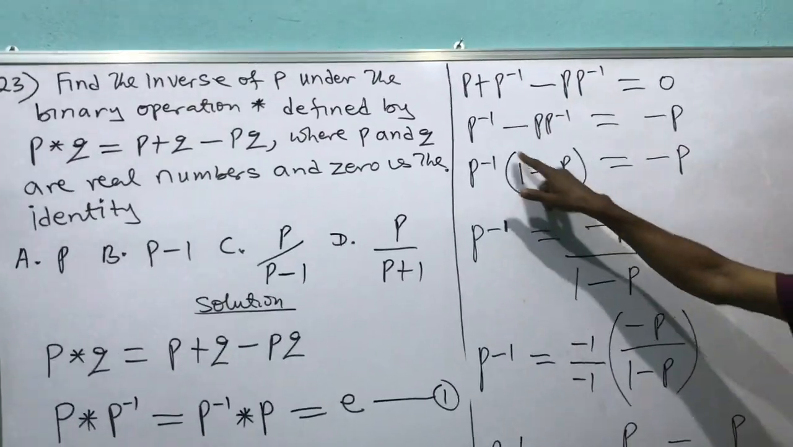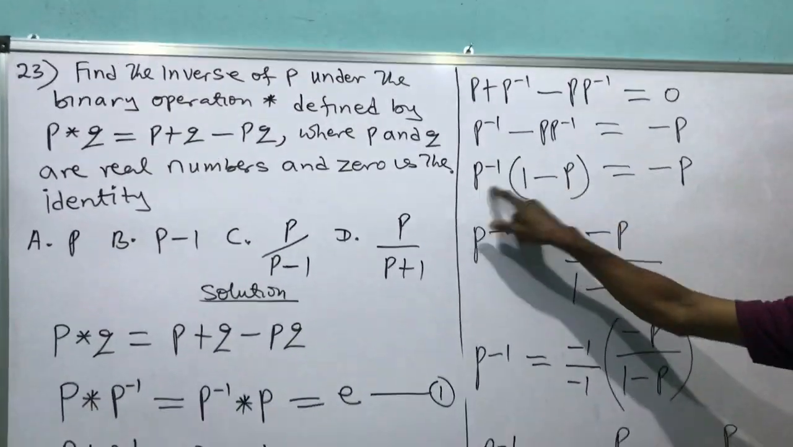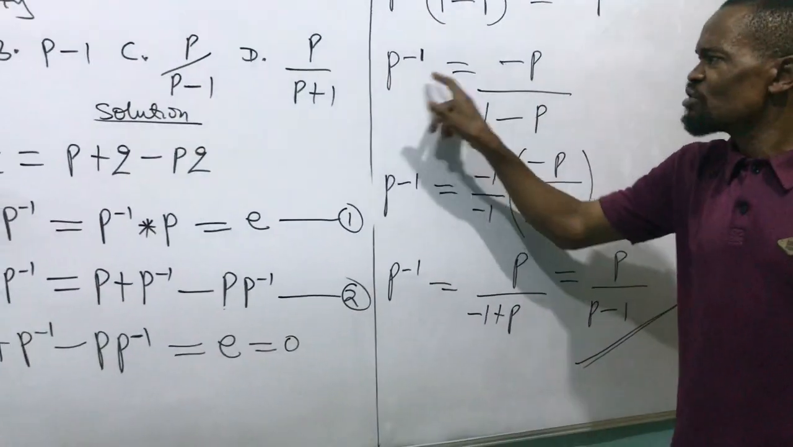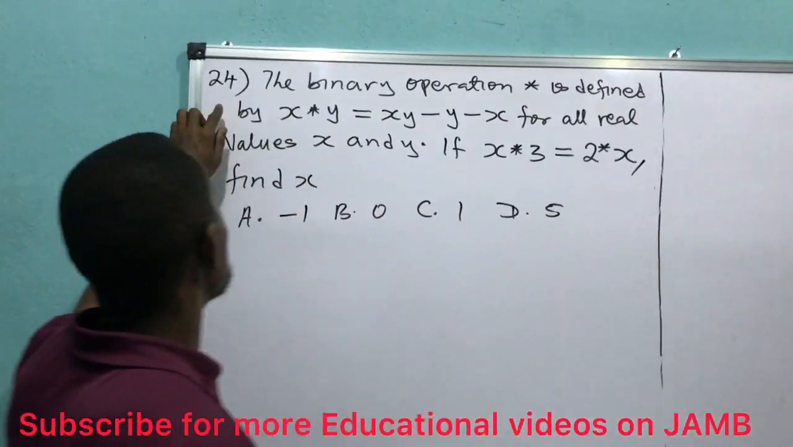I close inside the bracket. This will remain 1. If I open this bracket now, this times this will give me this, equals this, which I didn't change anything. Making the inverse of P subject of formula, I have this, and that gives me this. There is equation number 24.